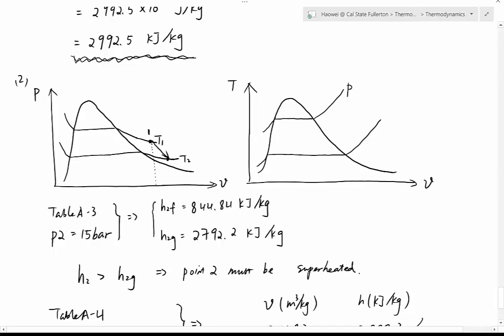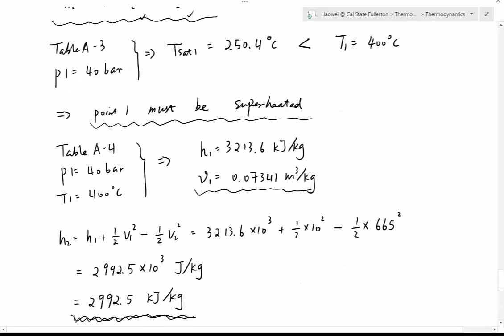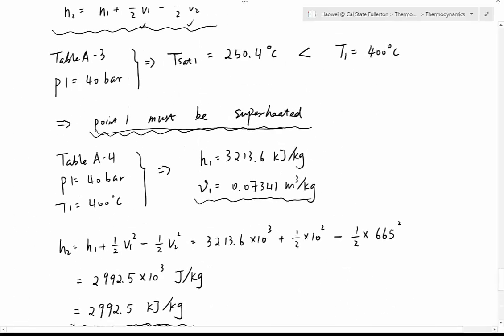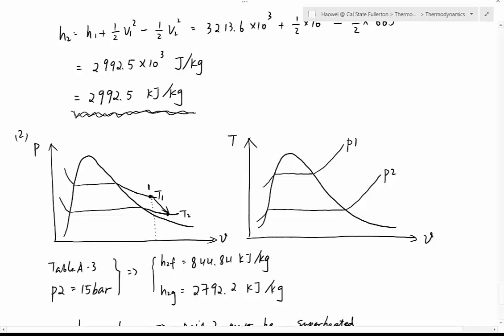Which one should be P1 and which one should be P2? Same rule. The higher this line is, the higher the pressure it represents. P1 versus P2, which one is bigger? P1 is 40 bar, P2 is 15 bar, so P1 is bigger. Then the top one is P1 and the bottom one is P2. Now let's locate number 1. We know number 1 must be on the P1 line, and what's the phase of number 1? Point number 1 must be superheated, so number 1 must be somewhere here.